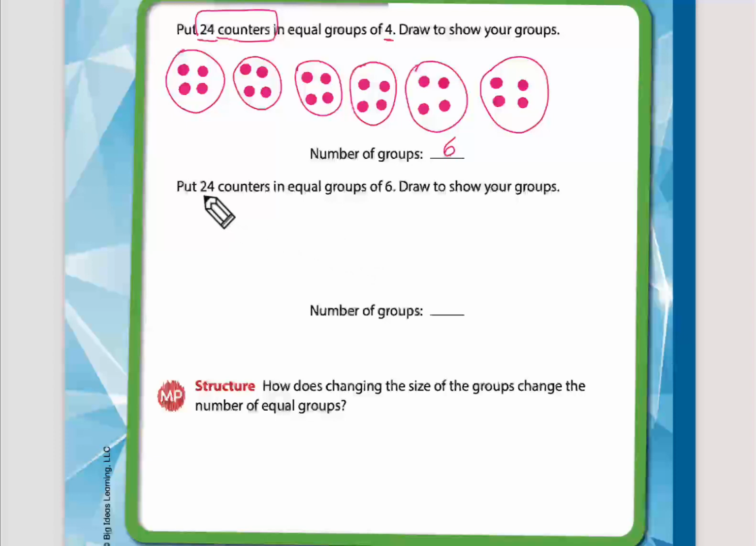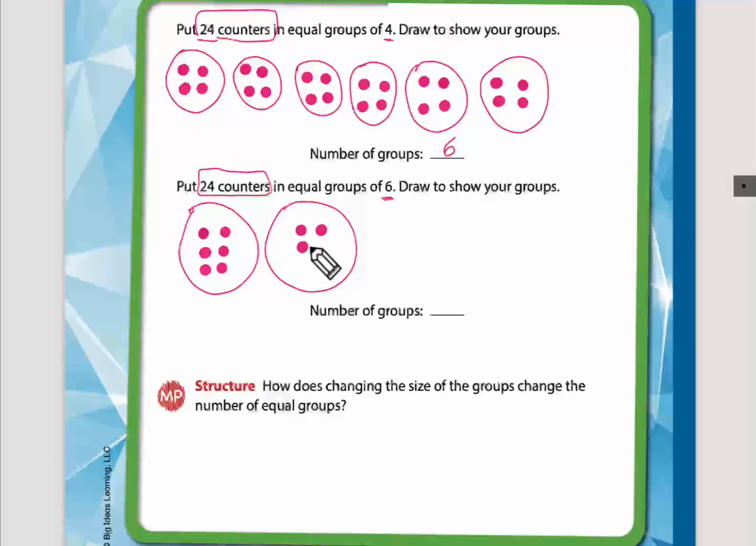Okay, in the next one, we need to put 24 counters in equal groups of 6. So this time, let's make it 6 in each group. Okay, this is the first group here. And we should put 6 in the group. And these are now 6 counters. We need 24 counters.